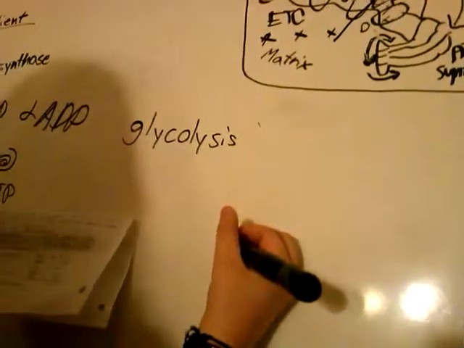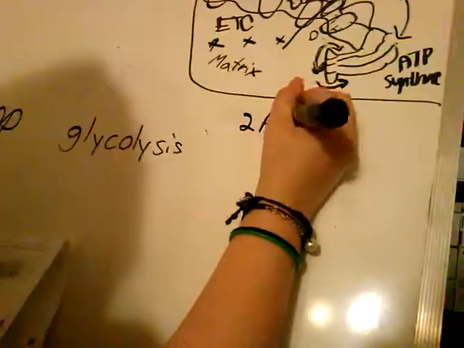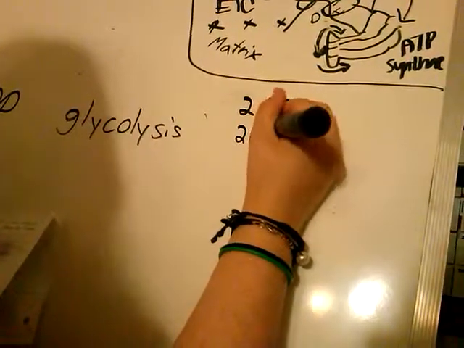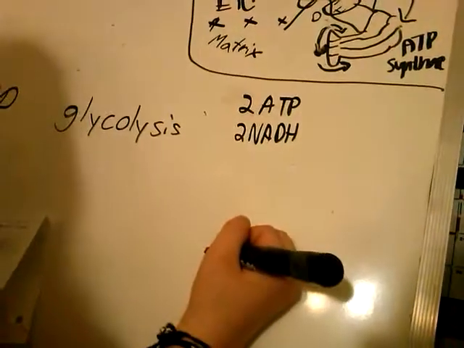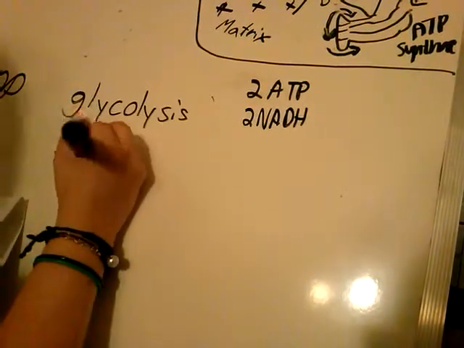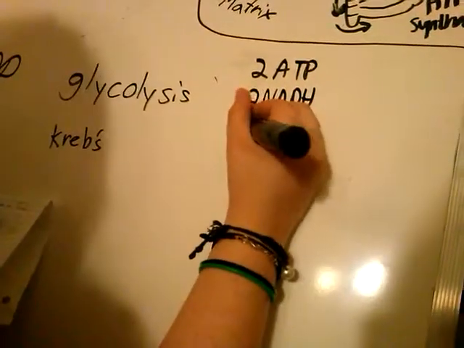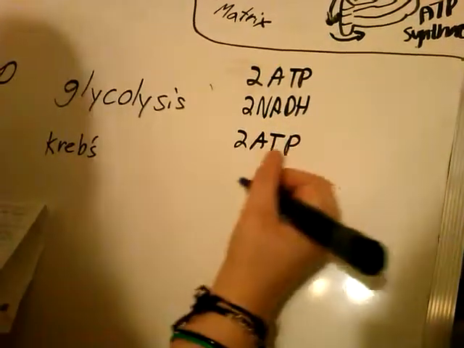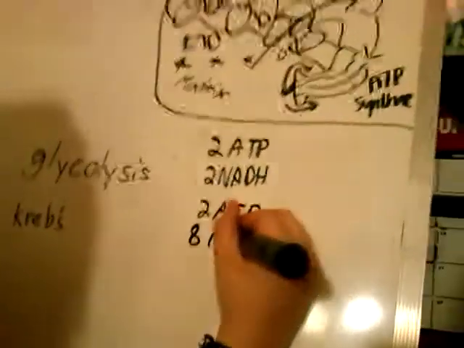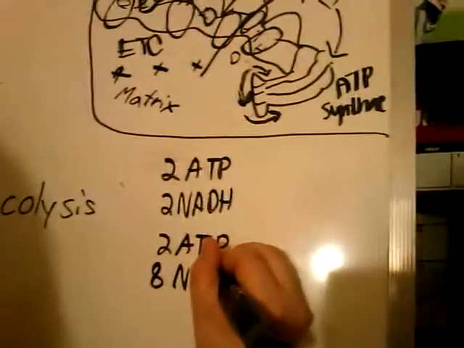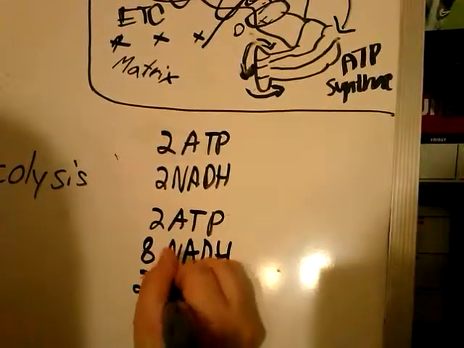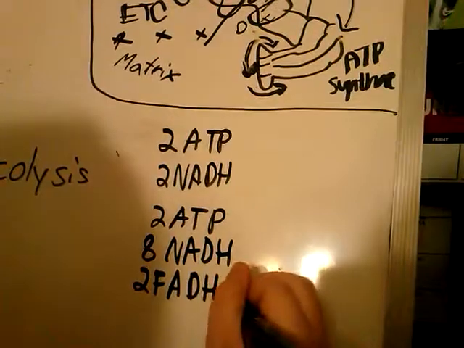Okay, glycolysis. We got 2 ATP, 2 NADH. And then in Krebs, I'm just writing Krebs, we got 2 more ATP, 8 NADH, and 2 FADH2.